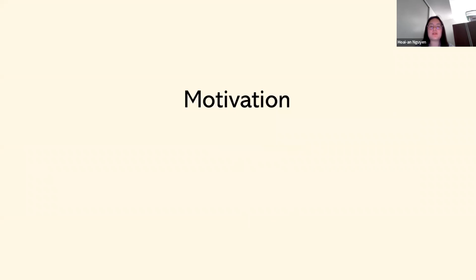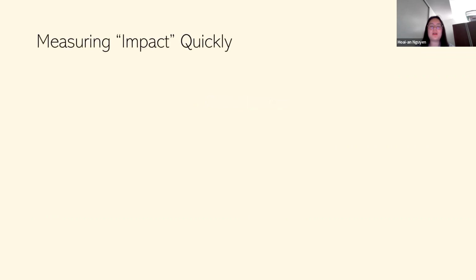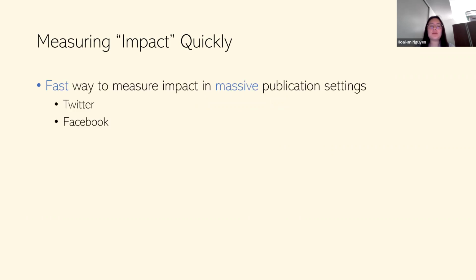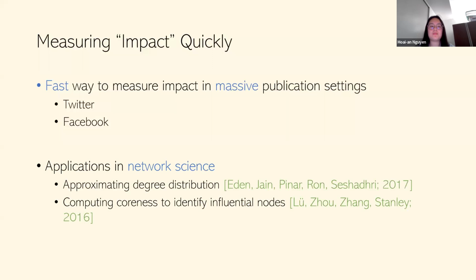Now let's talk about some motivation for why we might want to calculate the h-index in sublinear time. The first is to measure impact quickly. While some publication settings, such as the academic one, may not be that big, it's nice to have a very fast way to measure impact in massive publication settings, such as social media sites like Twitter and Facebook. One example would be to identify influential users for advertising purposes.